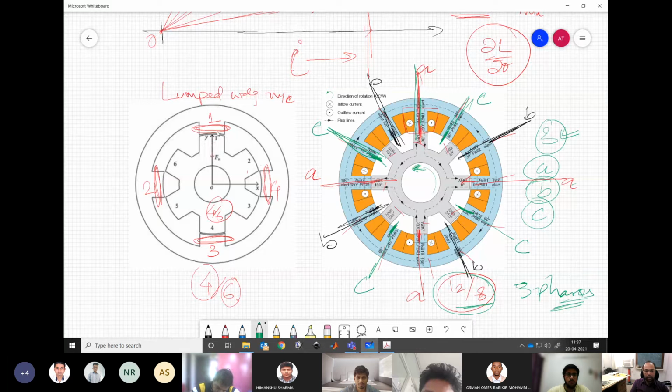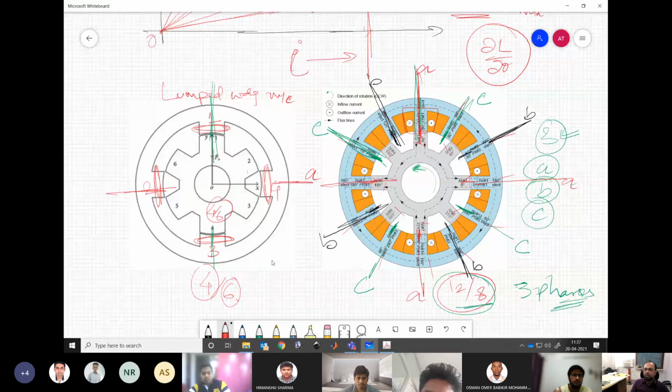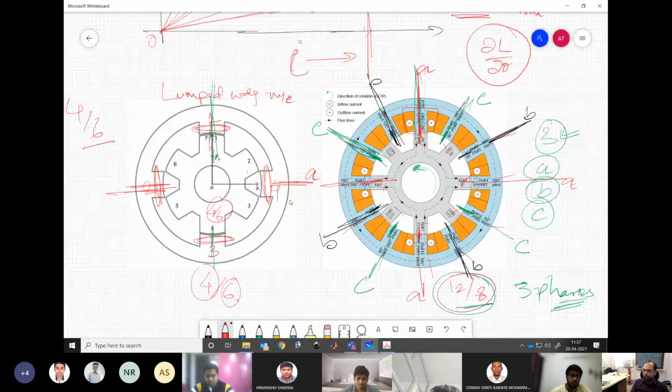Whereas here, if you see, there are only 2 positions because only 4 poles are there on the stator. So either it is aligned or it is not aligned. For the 4 by 6, either it is aligned or it is not aligned. That's all. Only 2 positions are there. 2 groups you can make. So how many phases could be there?